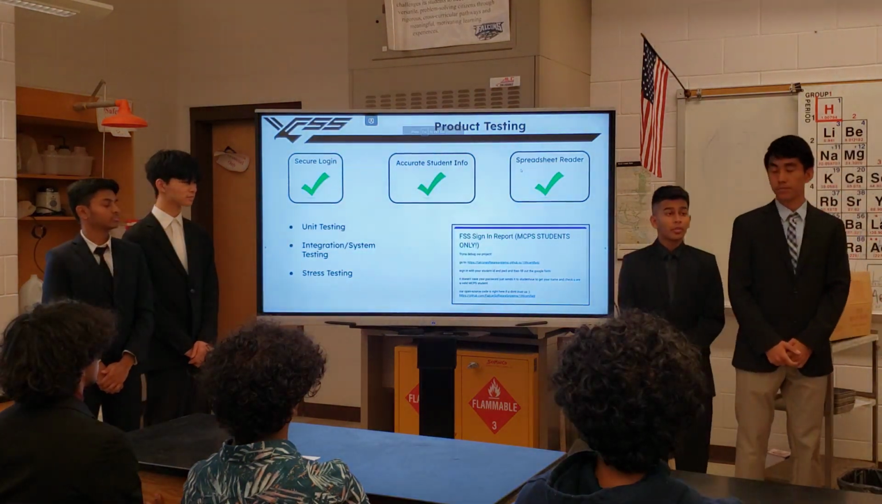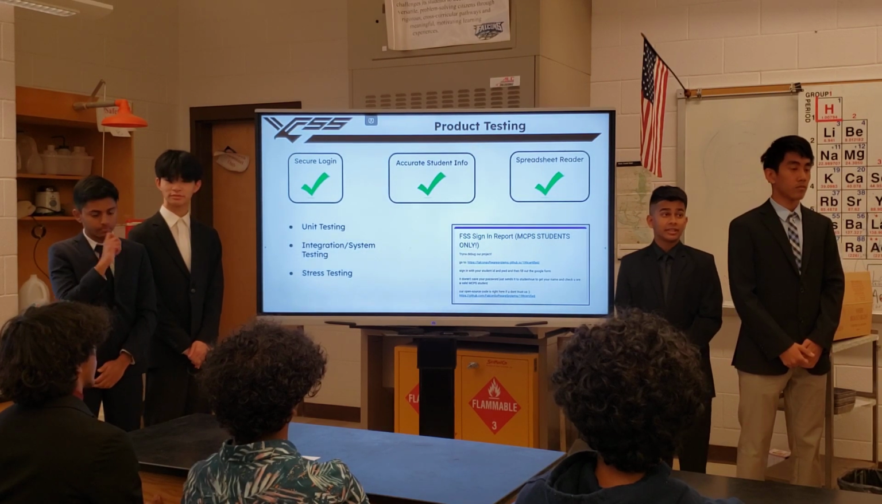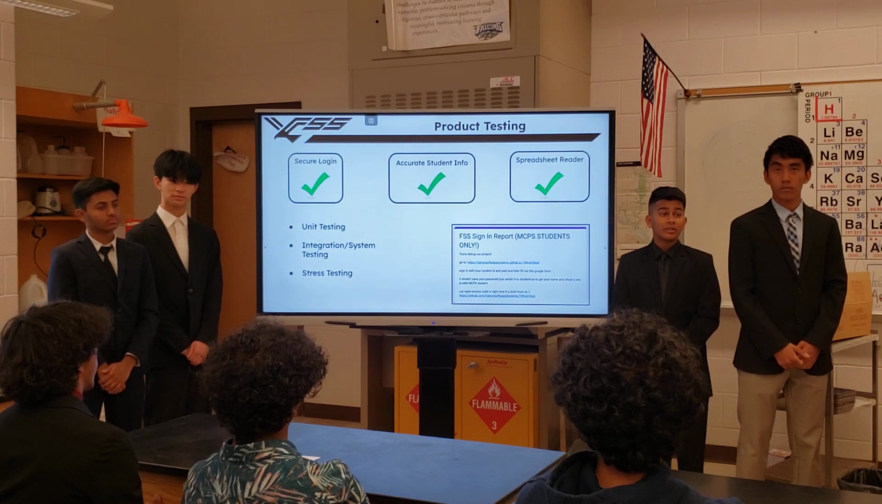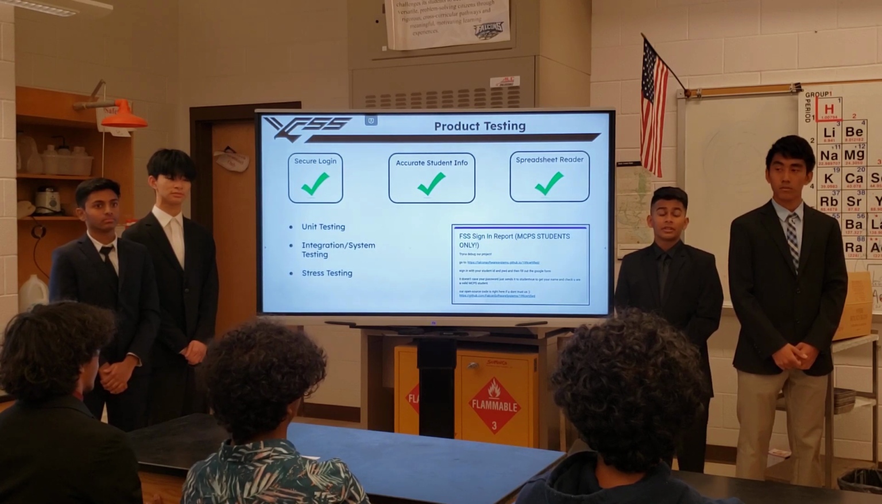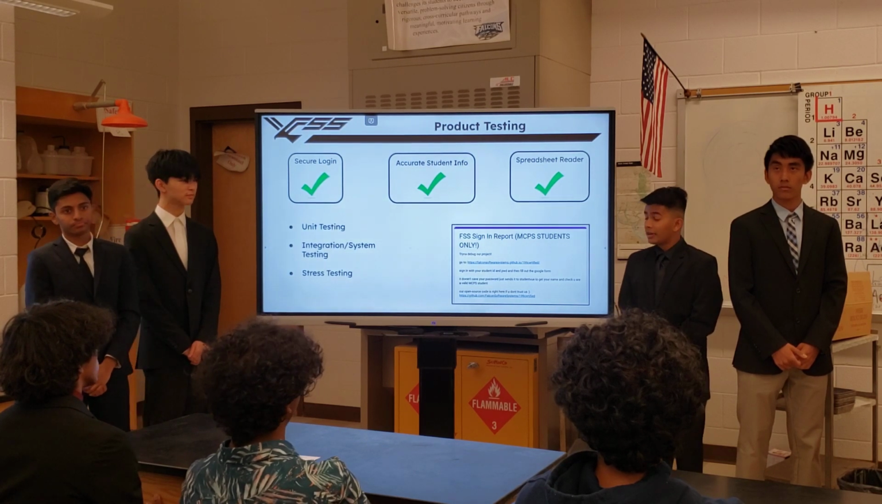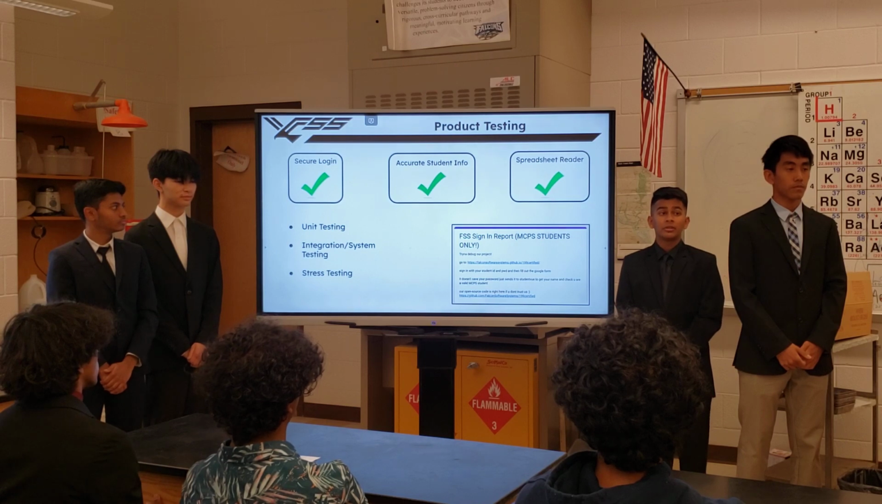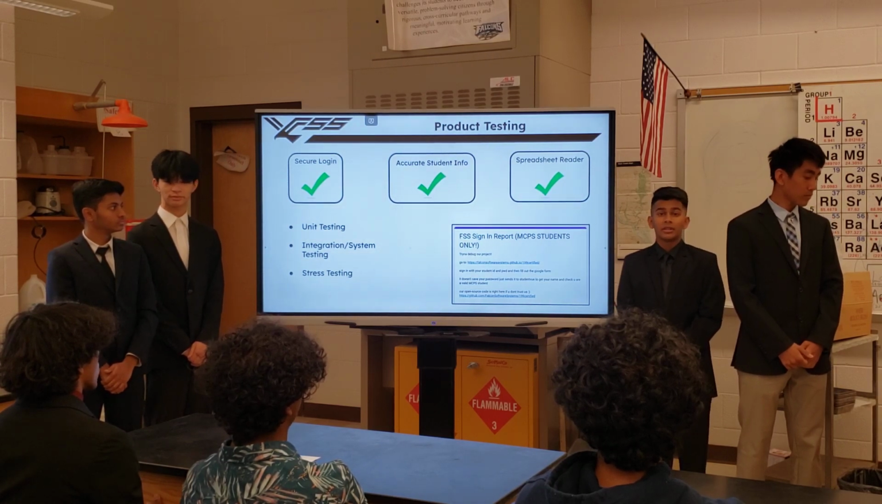Now, to make sure that our product works as intended, we conducted various tests. The first type of testing we did was unit testing. We tested separate components to check that they work as intended. Then we tested them all together to see if they would work together as a system. Finally, we conducted a stress test in a computer science class so that we could check that Apps Script was able to successfully query different files for everyone at the same time.